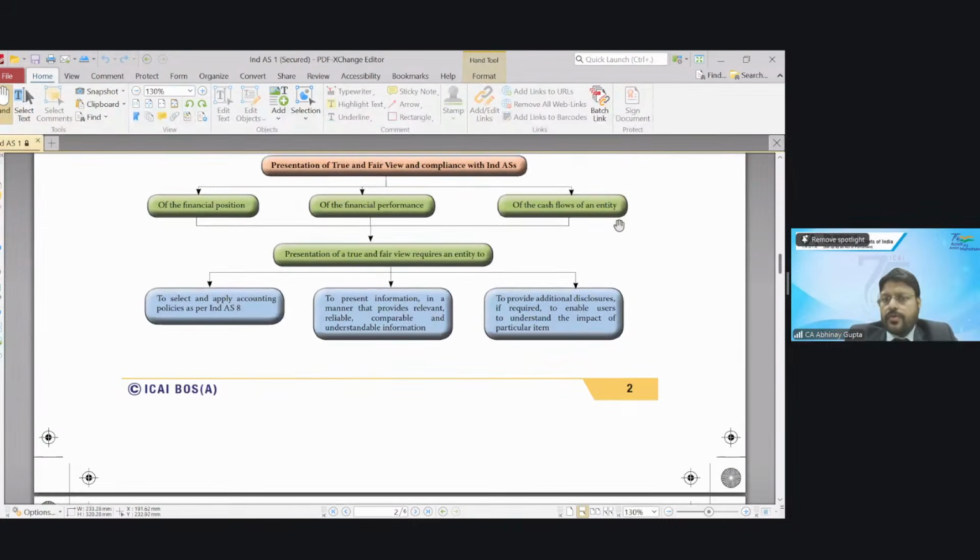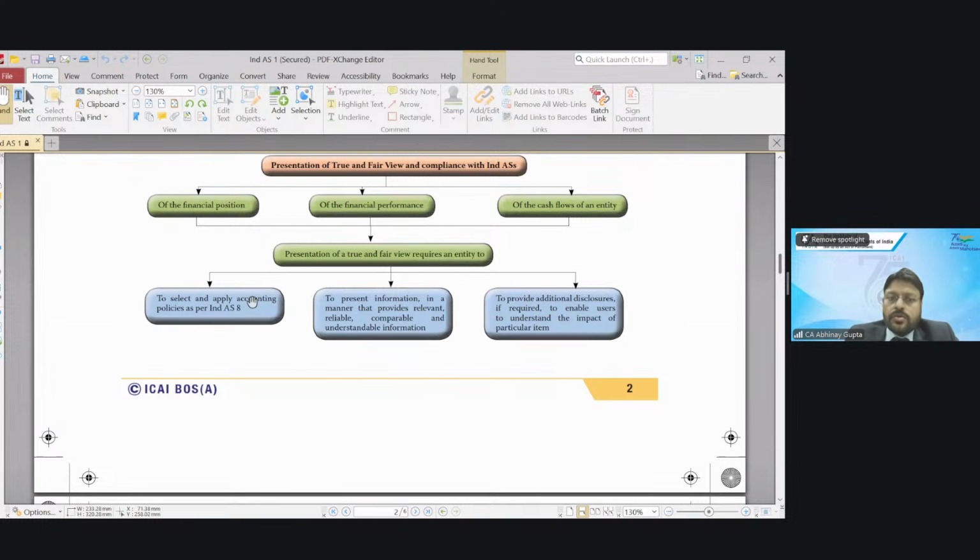Presentation of the true and fair view and compliance with Ind AS. So we have to ensure that whatever financial statements we are preparing and presenting under Ind AS, it has to be compliant with all the Ind AS requirements, and it should give a true and fair view, right?